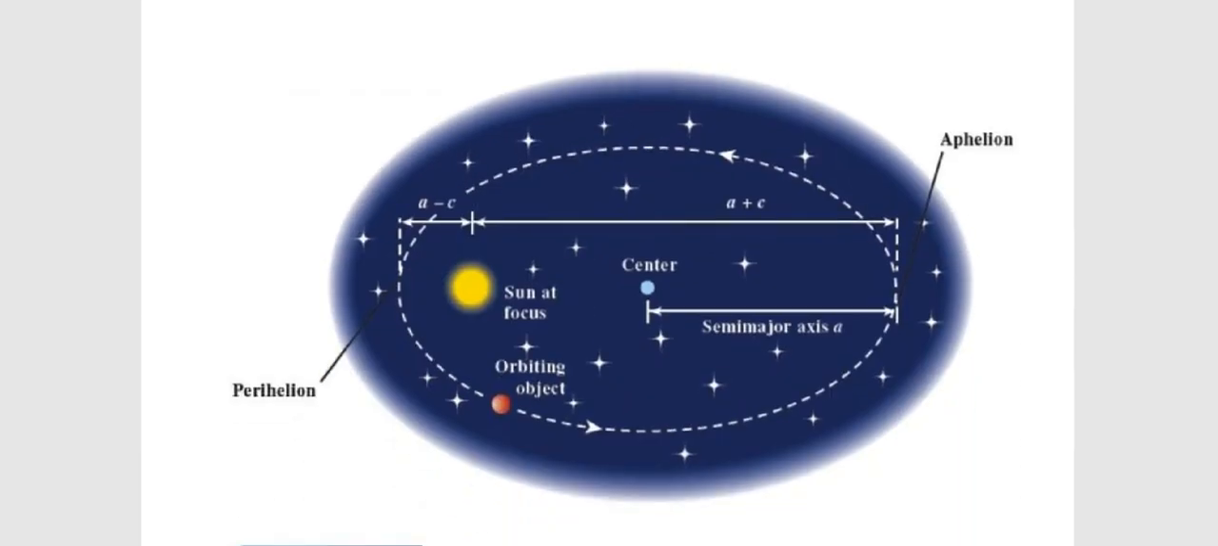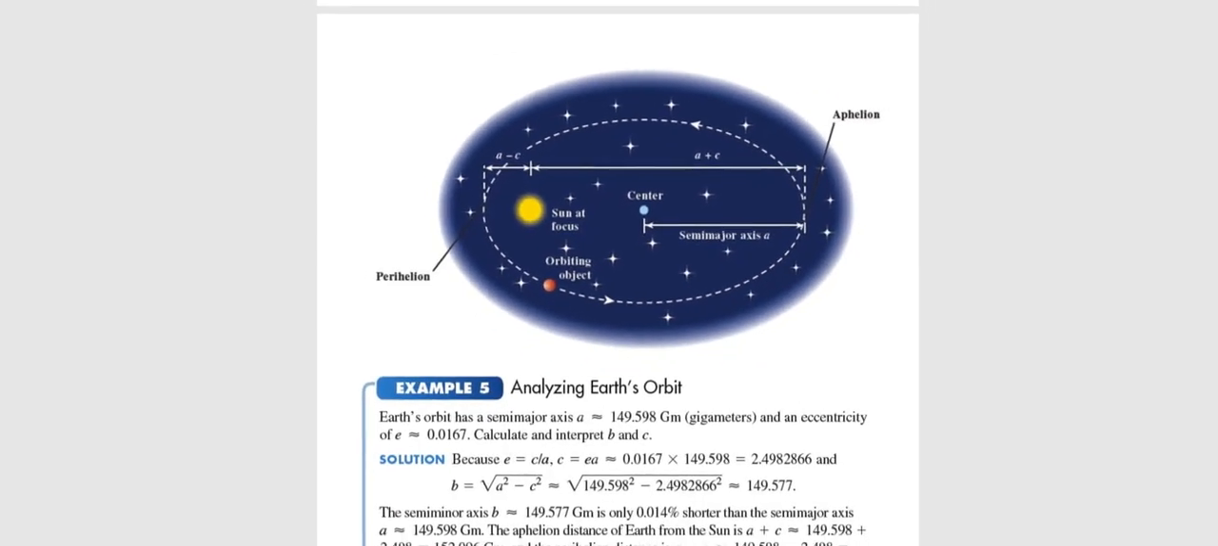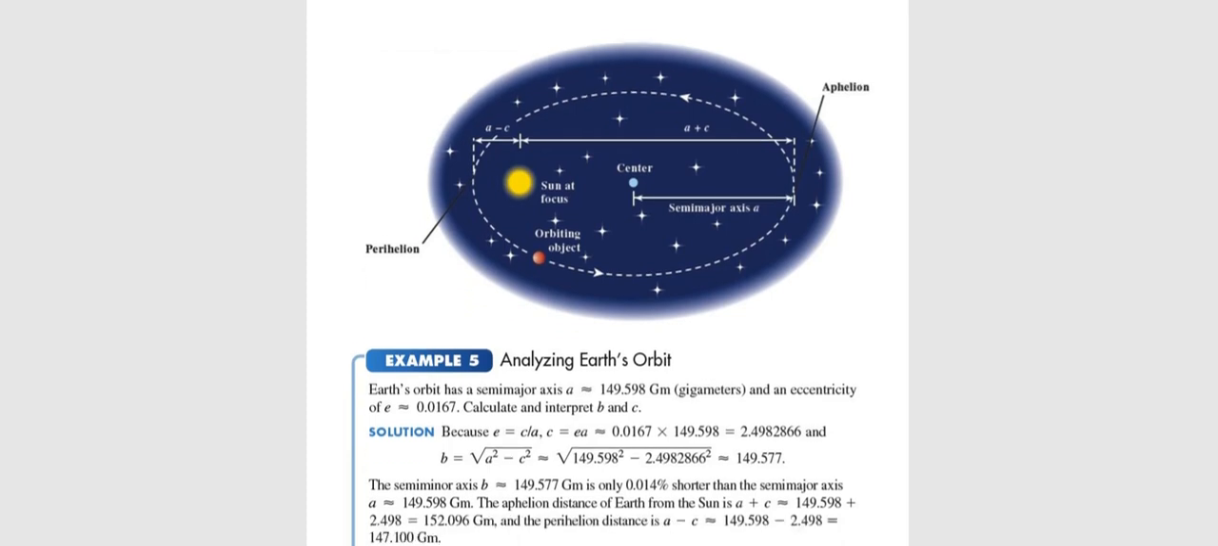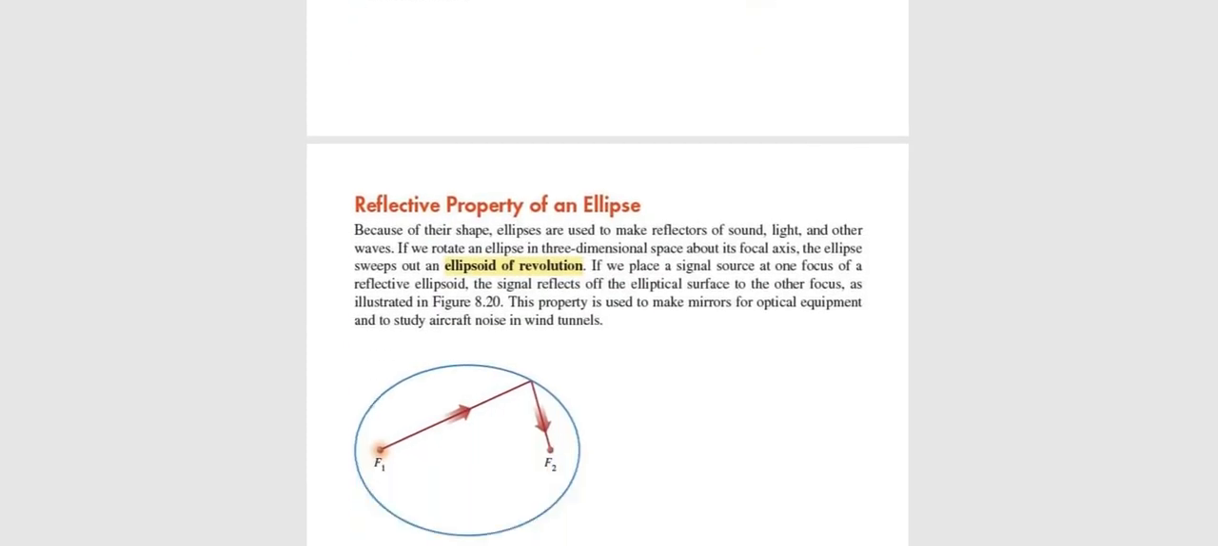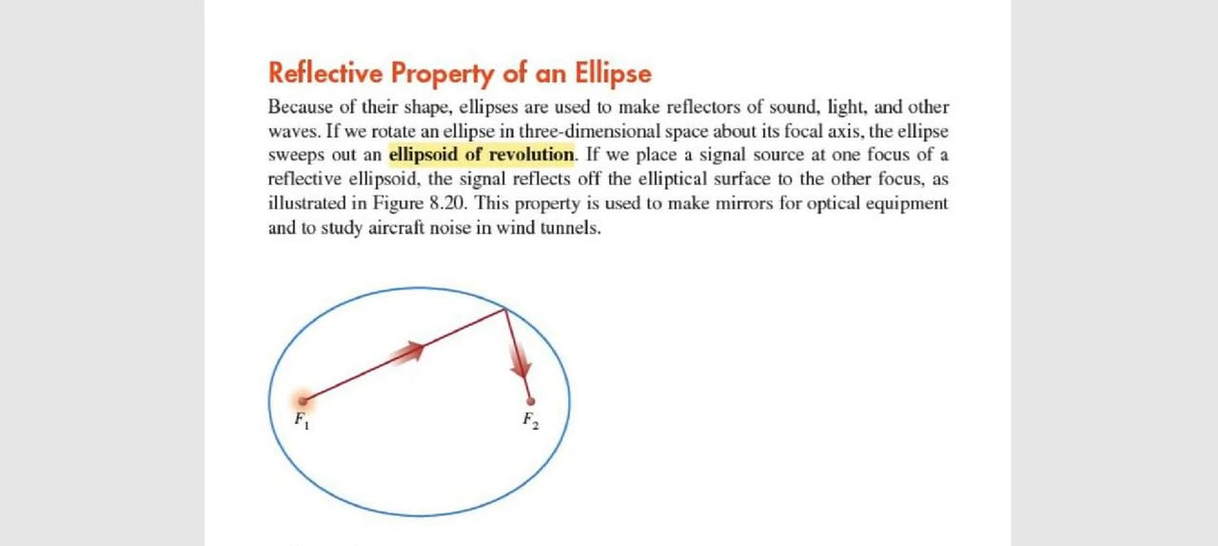Now, we're not going to get into this next example, analyzing Earth's orbit. It's in the book, but after further review, I decided not to. We've got enough other things to worry about before we get to the final exam. Okay, now, reflective property of an ellipse.